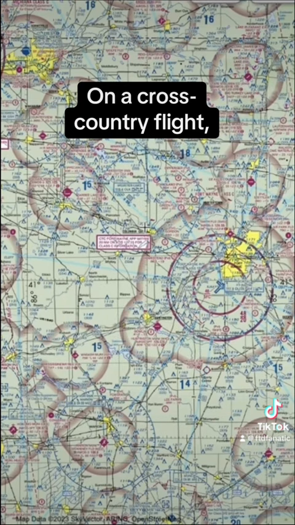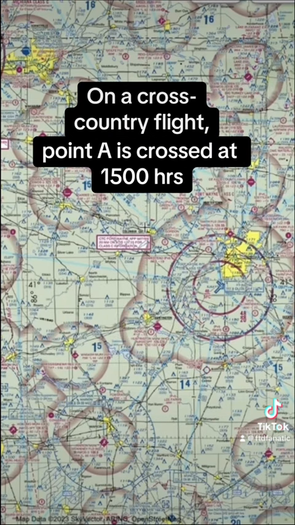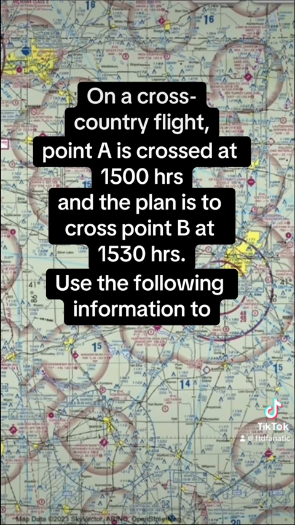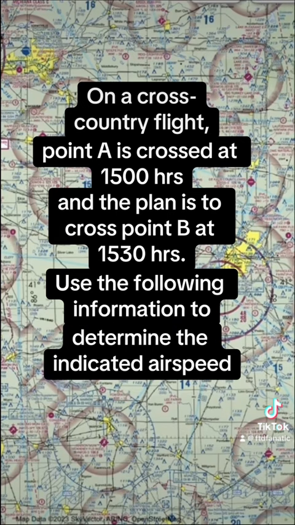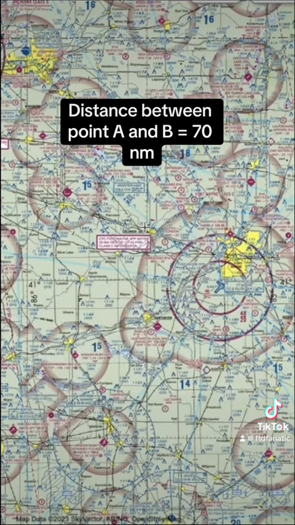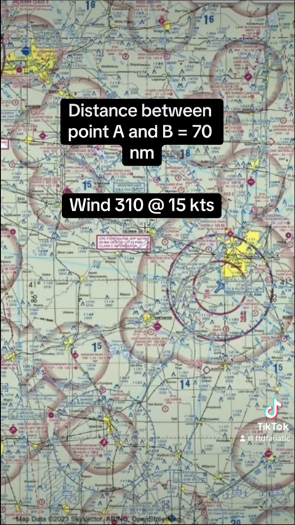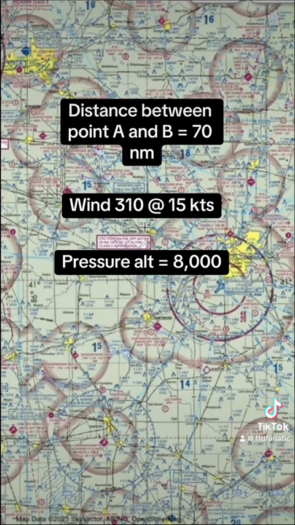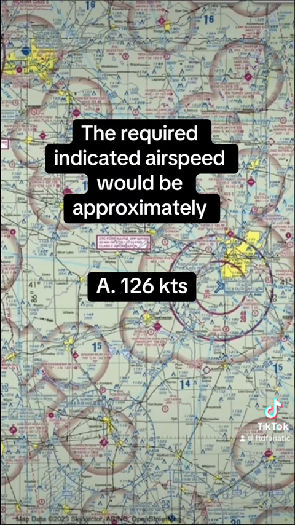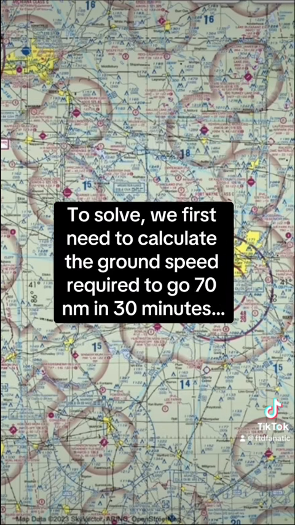On a cross-country flight, point A is crossed at 1500 hours, and the plan is to cross point B at 1530 hours. Use the following information to determine the indicated airspeed required to reach point B on schedule. Distance between point A and B, 70 nautical miles. Wind 31015, pressure altitude 8000. Outside air temperature minus 10 degrees Celsius, true course 270. The required indicated airspeed would be approximately 126, 137, or 152 knots.